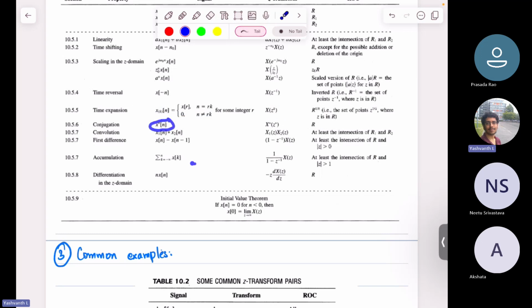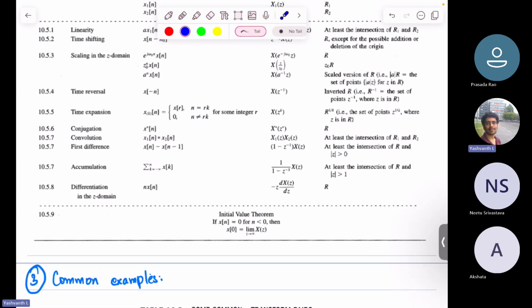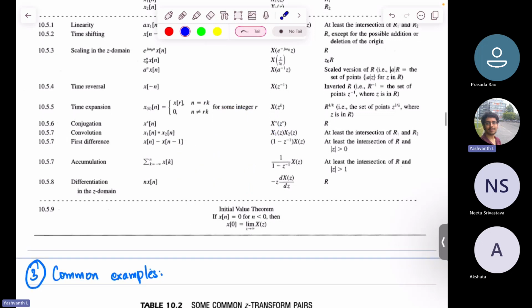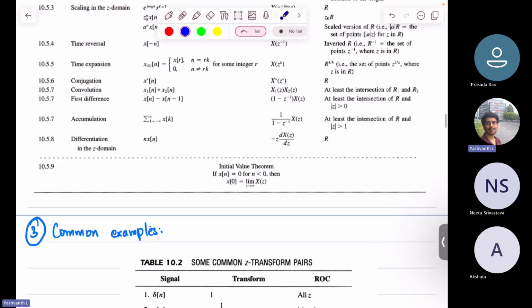Now, conjugation. x conjugate of n. If you conjugate, then basically there's a conjugation in both z and x. That is, you replace z by z conjugate, and then the whole expression x of z also you conjugate. That is basically x conjugate of z conjugate. That is basically the conjugation property. Convolution property. If you have two signals x1 of n and x2 of n, and you get a time domain signal that is a convolution of x1 and x2, then the corresponding z transform will multiply. That is, if you have y1 of n equal to x1 convolution x2, then y1 of z equal to x1 of z multiplied by x2 of z.